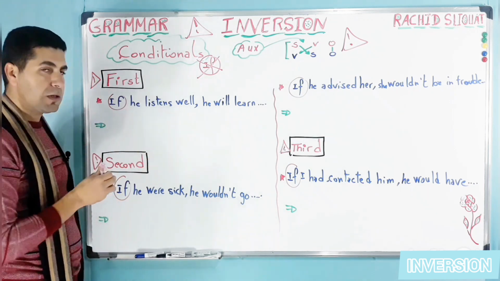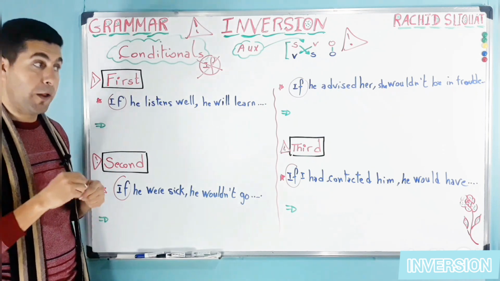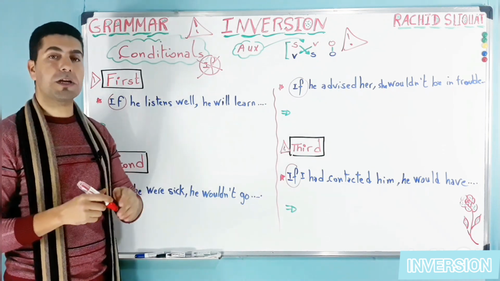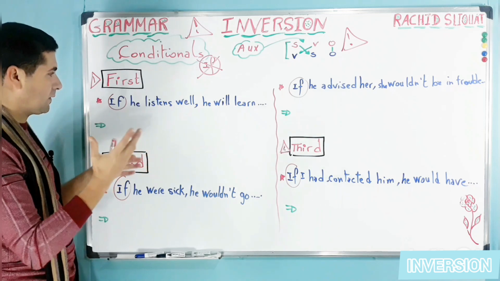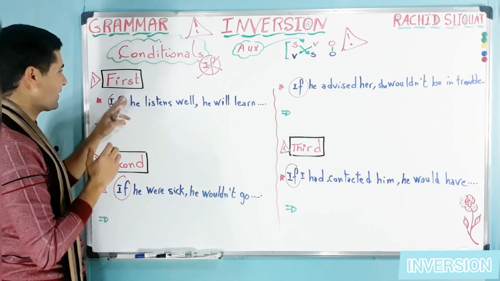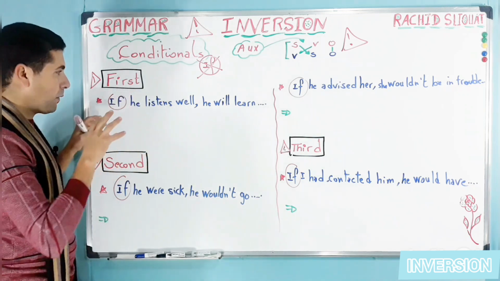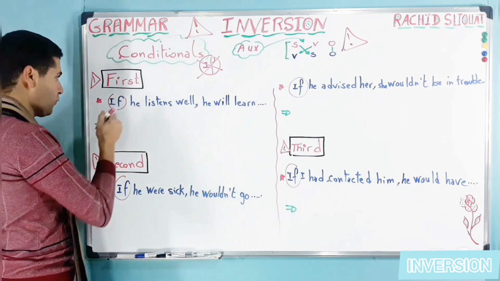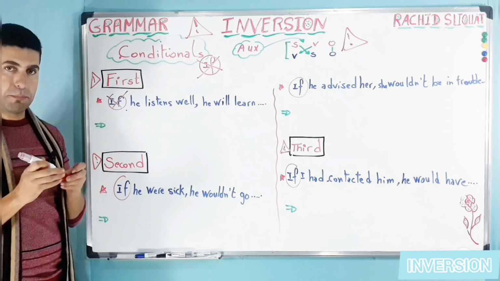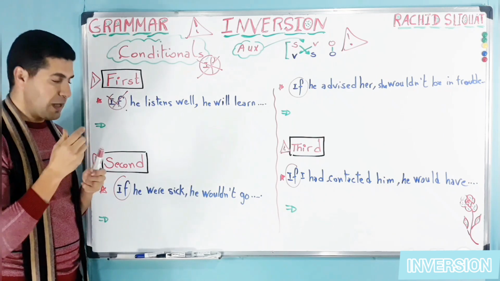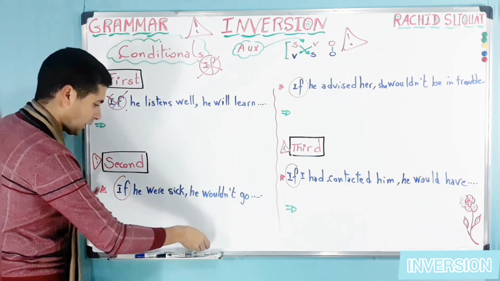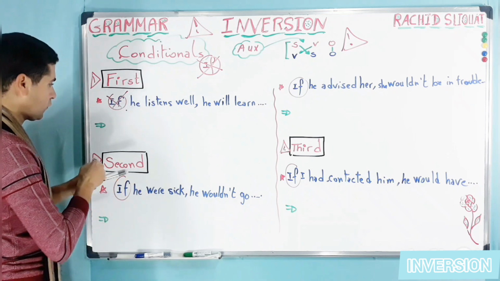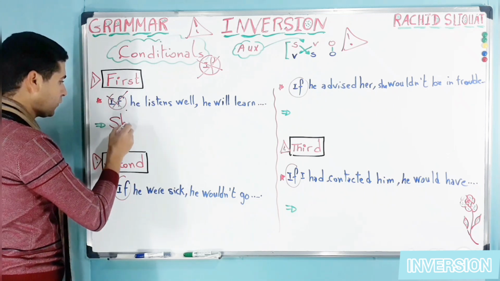Okay, now let's start with conditional type 1. If he listens well, he will learn, for example, a lot. If he listens well, he will learn a lot. Now this is conditional type 1. Now if we want to inverse this conditional, we have to remove if. This is part number 1. And part number 2, we should start with what? With should. So we start with should.